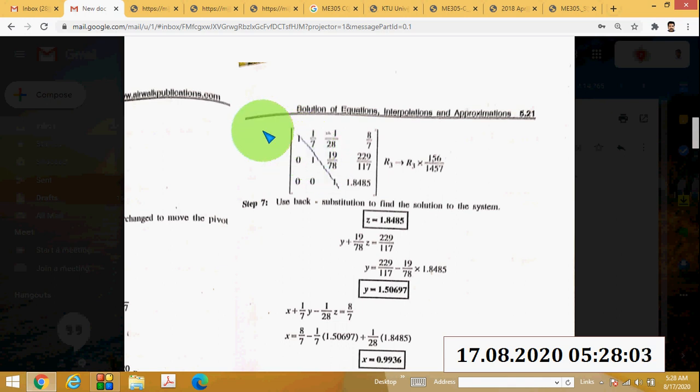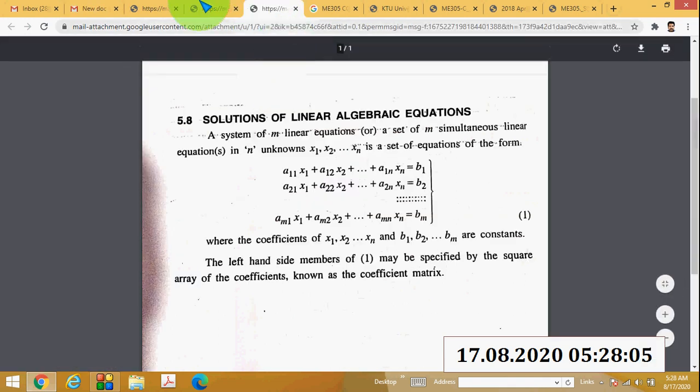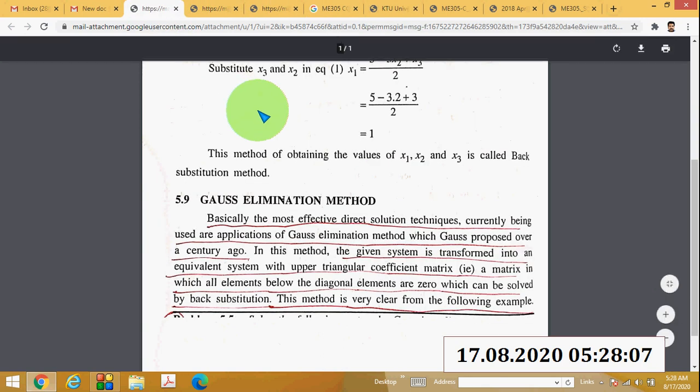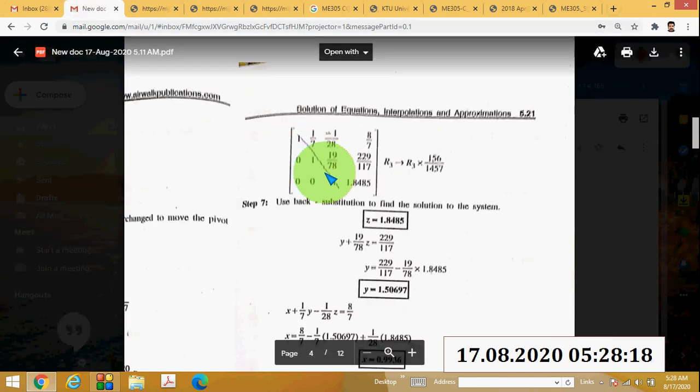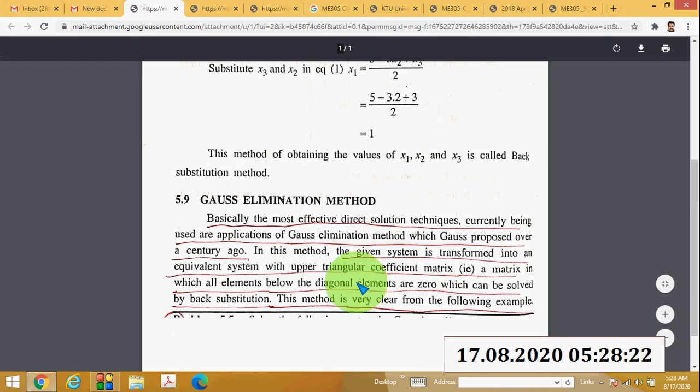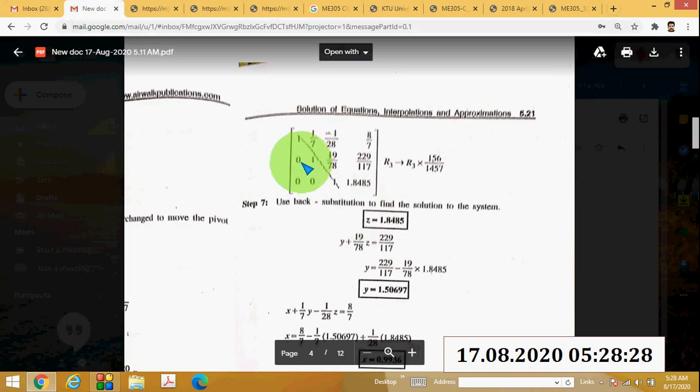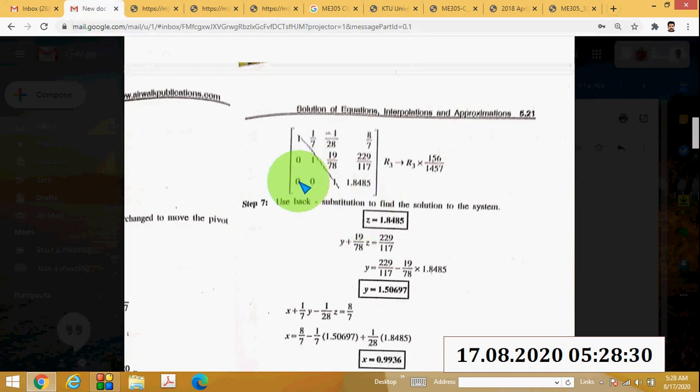Now you can see all elements below the diagonal elements are 0, which can be solved by back substitution. Here you can see this term is 0, this term is 0, and this term is 0.